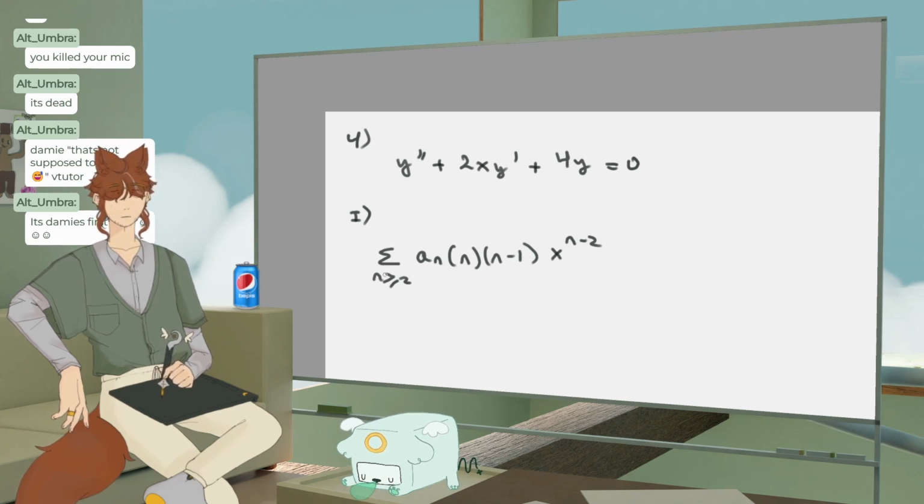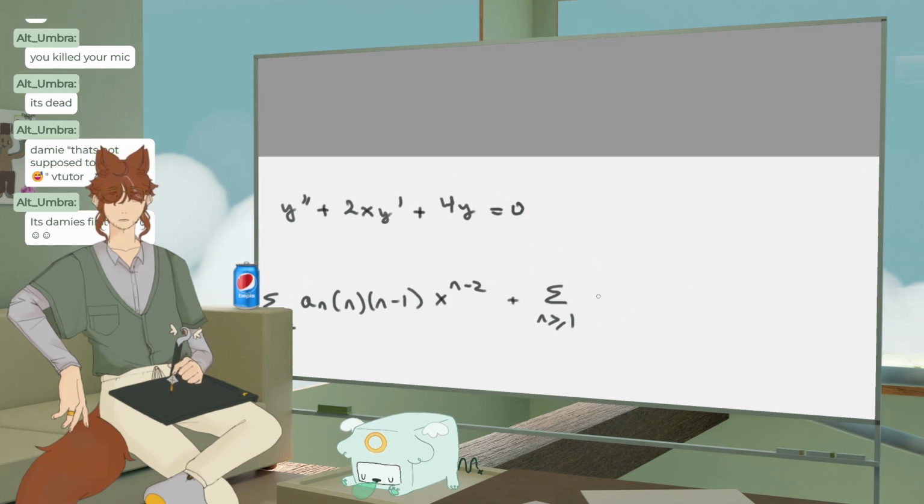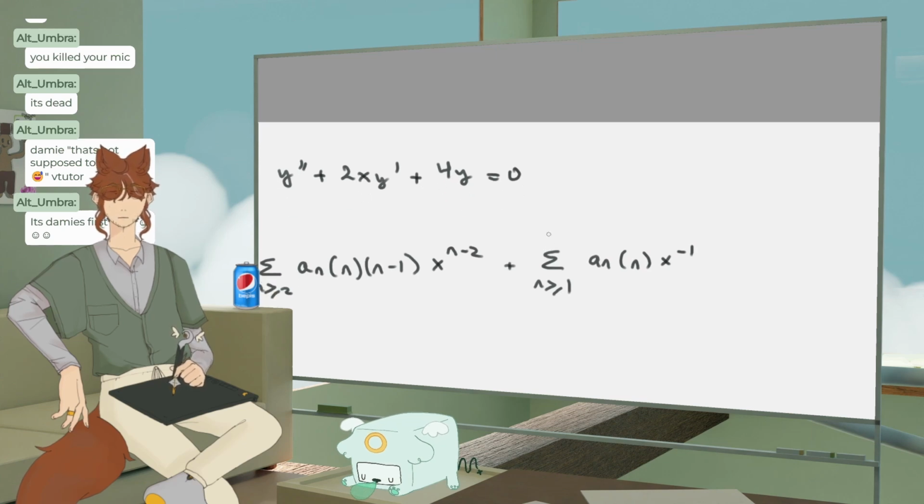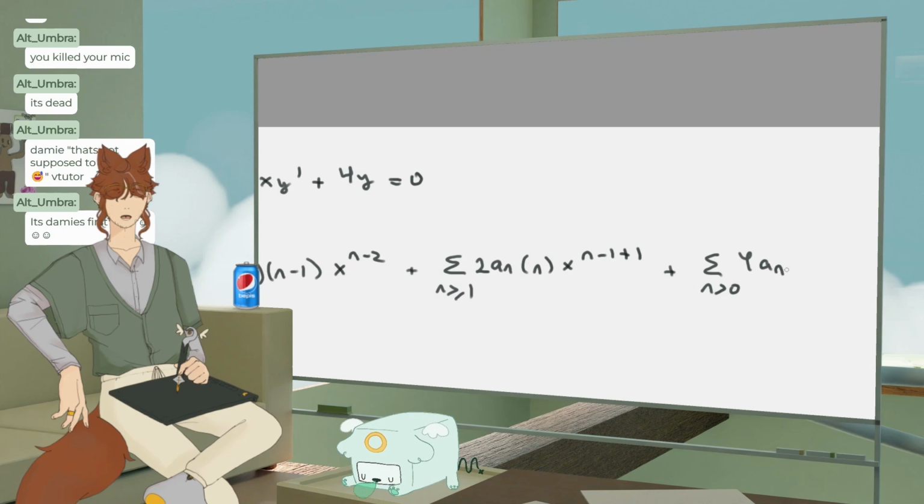Or the way that I also like to think about it is, if this was n greater than or equal to 0, we'd have x to the minus 2. The coefficients would be 0 there, but I don't like that it exists because that's not part of our power series. Now we have to add this 2x in here. So it'll be 2 a_n n x^n. That should be n. Already making mistakes. And then this one is going to be 4a_n x^n, sum equals 0.